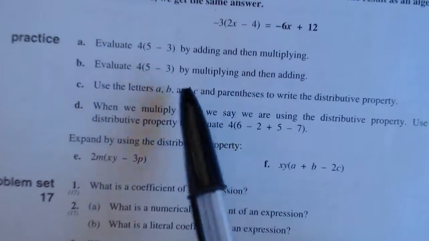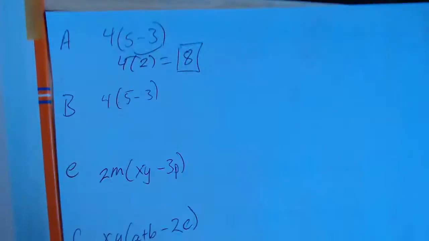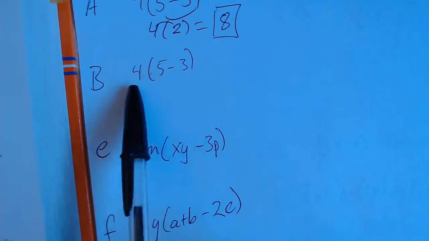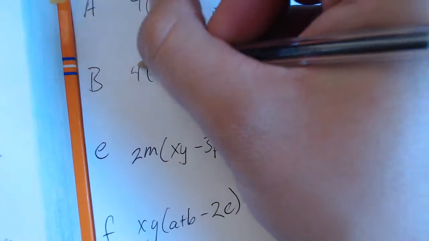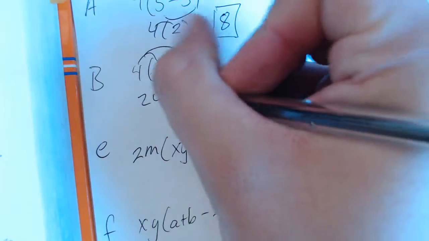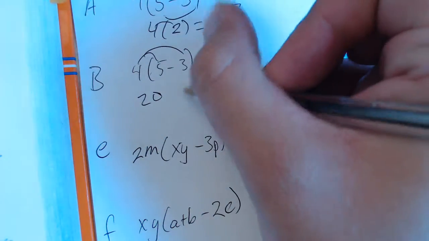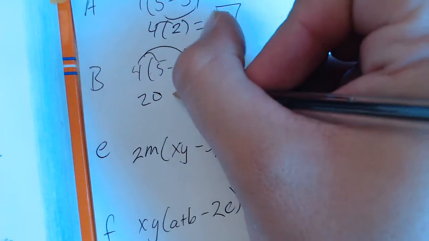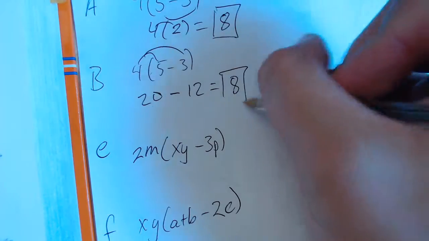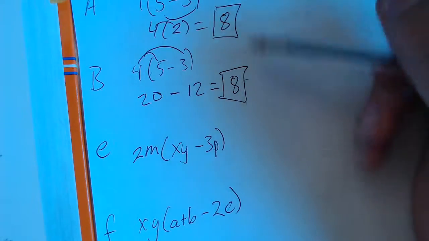Now for B, we have to do it multiplying then adding. So we're using the distributive property here. If we're going to multiply a number outside of parentheses by a parenthetical statement, we have to multiply this number by each term inside. So 4 times 5 gives us 20. 4 times 3 gives us 12. We insert that minus sign. 20 minus 12 equals 8. And we see that we get the same answer either way.